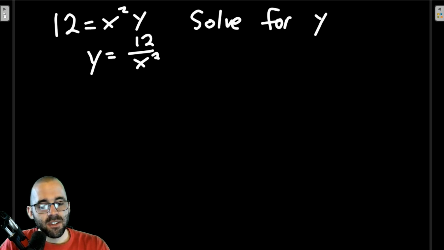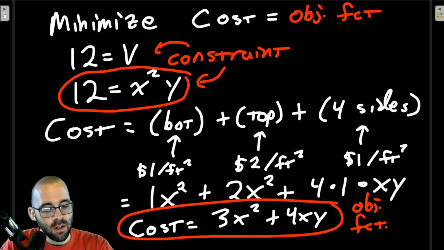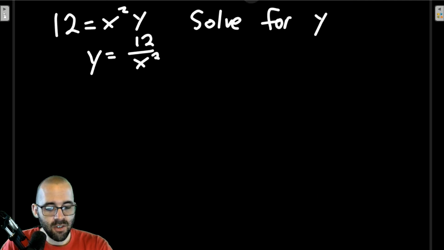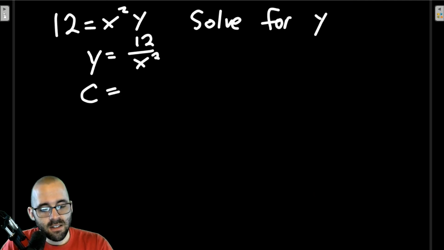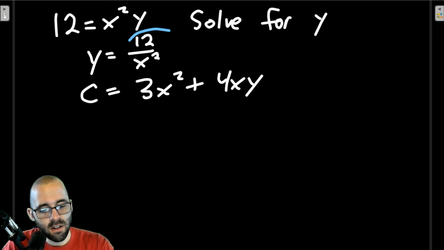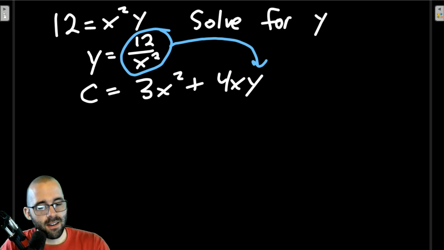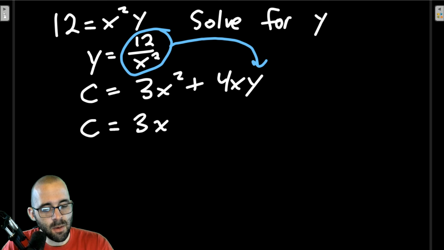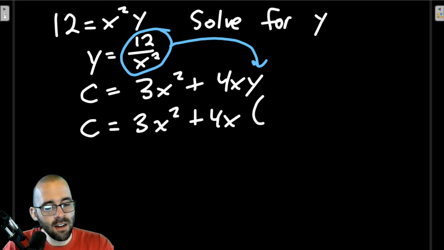So we substitute this into our objective function, right? Our cost, C, we said was 3x squared plus 4xy. What we are going to do is plug this in. This is equal to y, so plug it in for y. That's going to give us a function of only one variable. Our function is 3x squared plus 4x times y, which is 12 over x squared.